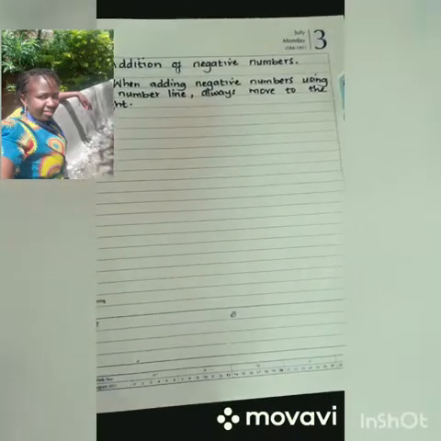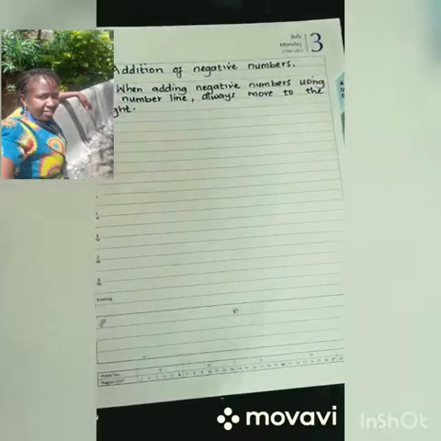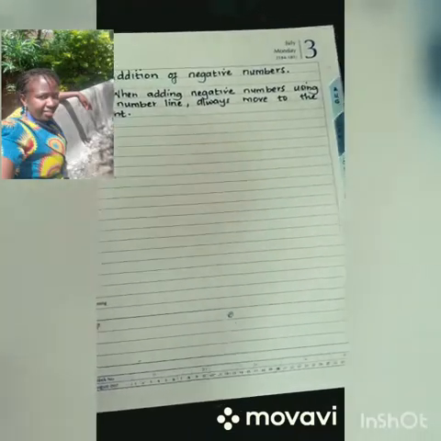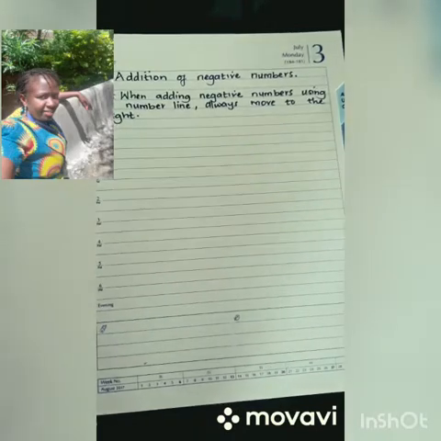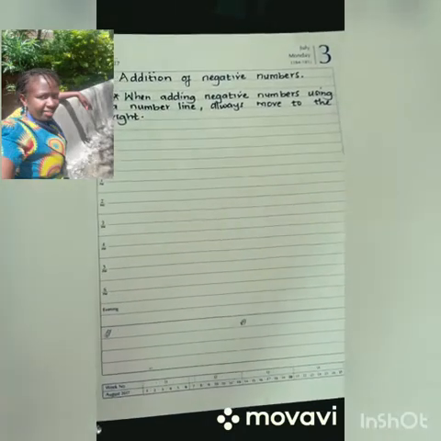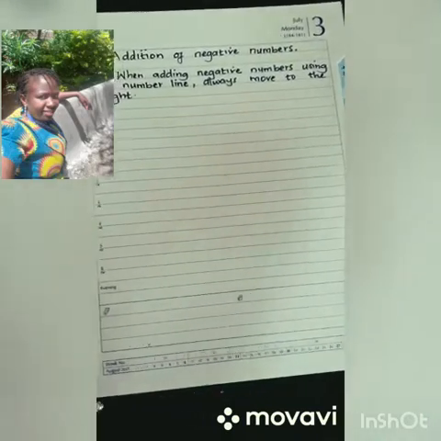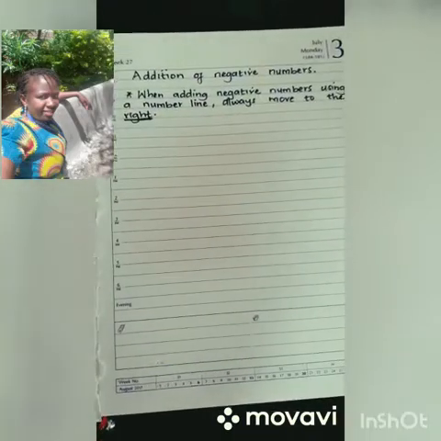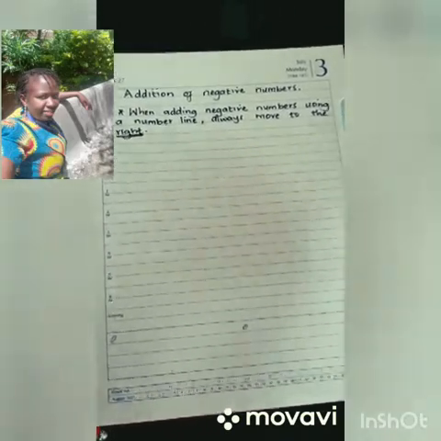So let's go straight to our objective of the day. Addition of negative numbers. When you're adding negative numbers, you use a number line. And when you're using a number line, always move to the right. Adding negative numbers using a number line, always move to the right.